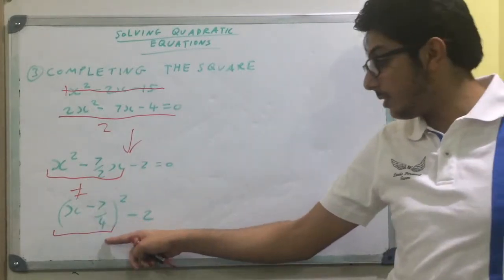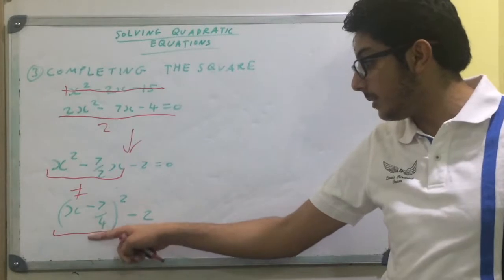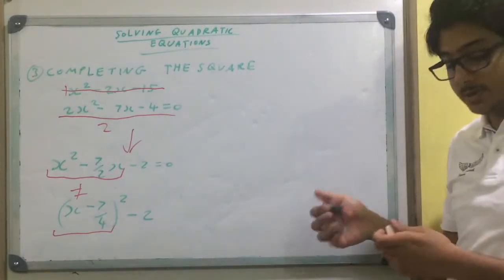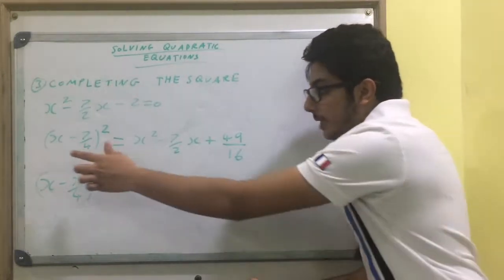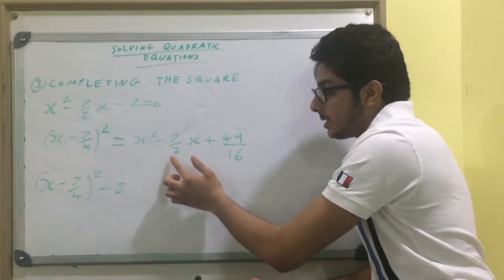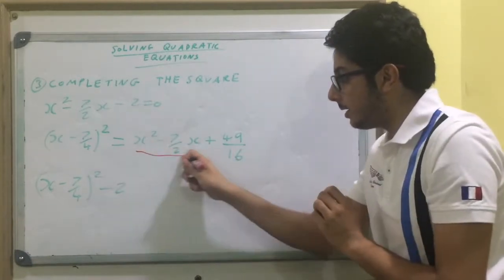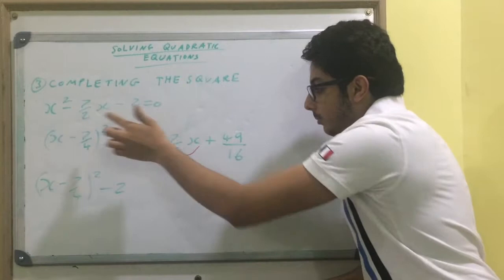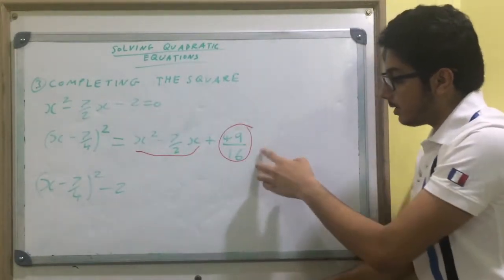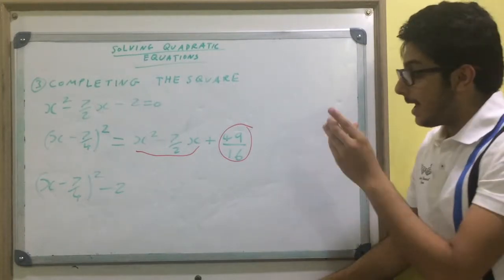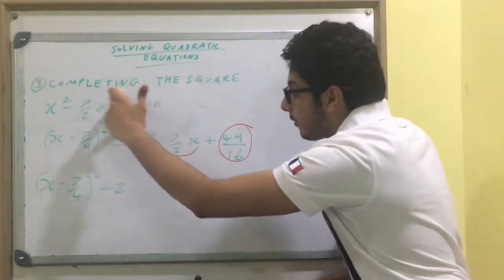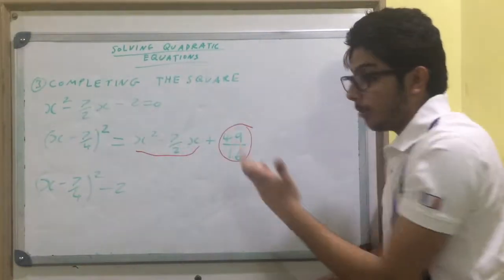You're going to have an extra value here which will not make it equal to 0. You need to fix that, and I'll show you now how to do it. So if you expand what you did here, you're going to get x squared minus 7 over 2x, so this part is fine, but you have an extra value, positive 49 over 16. And if you have that extra value, it's not going to give you your first equation. It's not equal to 0.